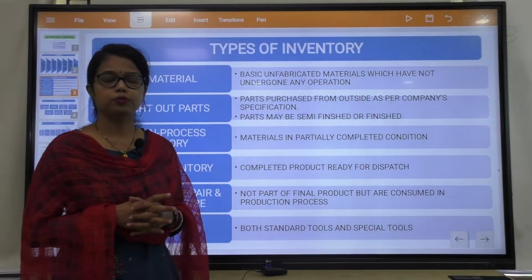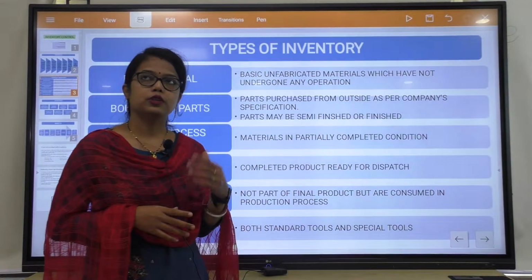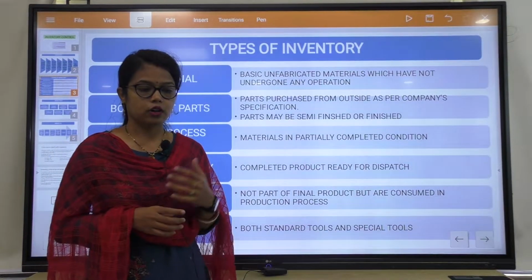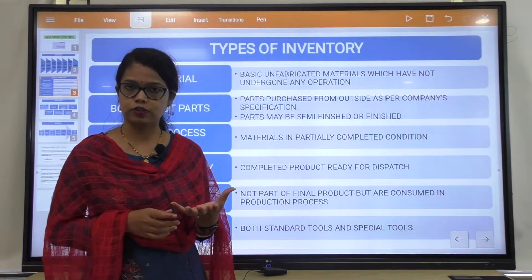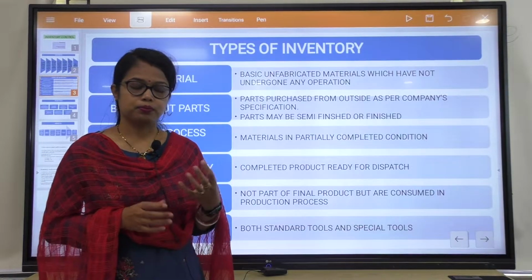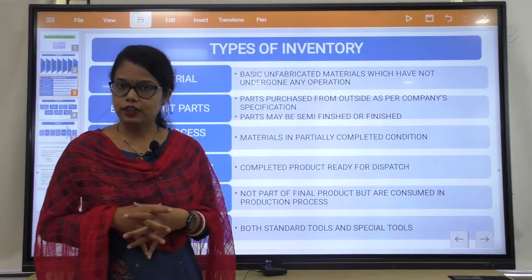Coming to the second, that is bought out parts. What do we mean by bought out parts? When we are doing some operations or manufacturing work in the industries, the raw material is a part onto which we do the operations to make the final product, but sometimes we need some final product or semi finished product to carry out that operation.